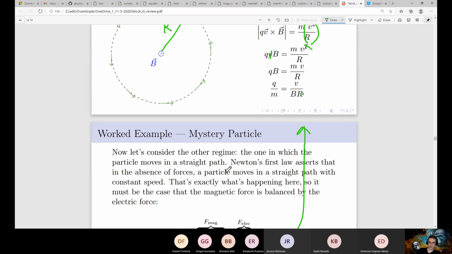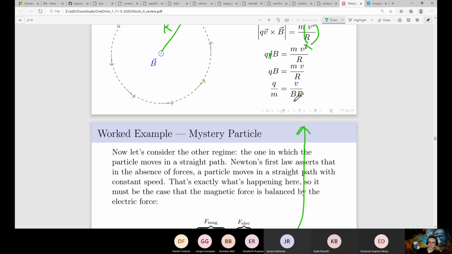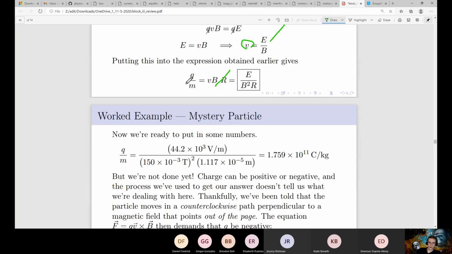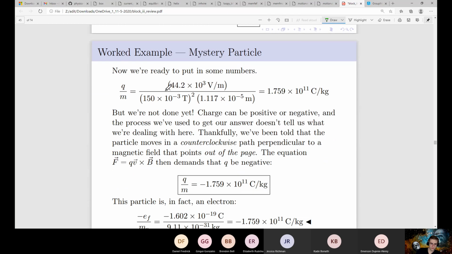Putting it in, and yeah, that's a typo. That should be a division sign right there. I'm just using this expression right here. The charge to mass ratio is E over B squared times R. We're given some numbers, so let's plug those in. That was our E field, that's our B field squared, the radius of its path, and we get that for our final answer. But it's a trick, because that's not our final answer.